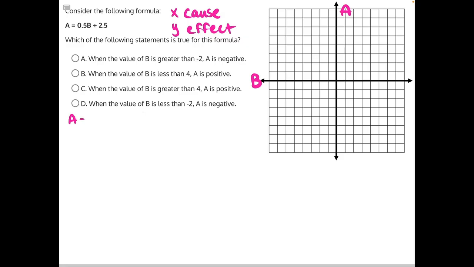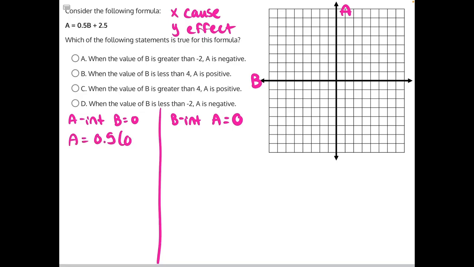Our A intercept is where B is equal to 0, and our B intercept is where A is equal to 0. Both of these will allow for the quickest way to graph this function so that we can observe its relationship. So let's go ahead and do our A-intercept first. So we will have A is equal to 0.5 times B, or 0, plus 2.5. 0.5 times 0 would just give us 0, plus 2.5 would just be 2.5. So our first coordinate point is going to be 0, 2.5.